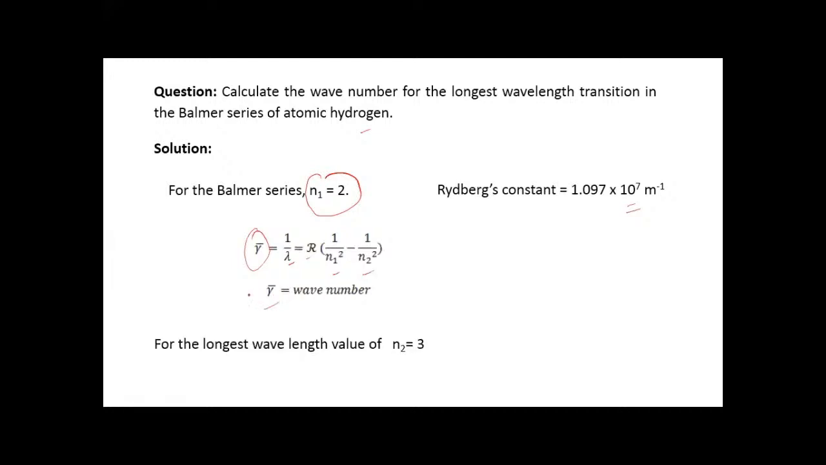For the longest wavelength, the value of n2 is 3. Why is it 3? Because nu bar is inversely proportional to lambda. If the wavelength is to be high, then the wave number must be low. To make this wave number low, we take the value of n2 small. The smallest value in the case of Balmer is 3. So, taking n2 equal to 3, we put the values into the formula.